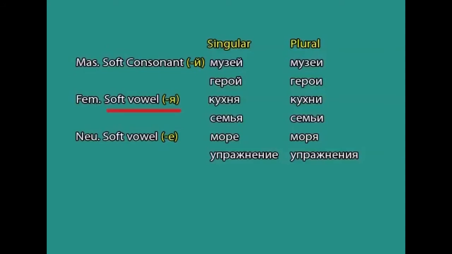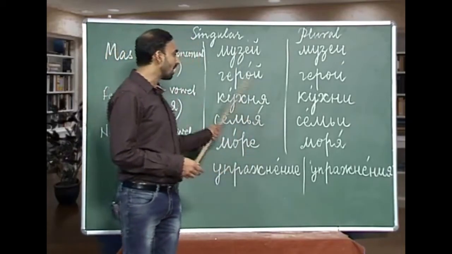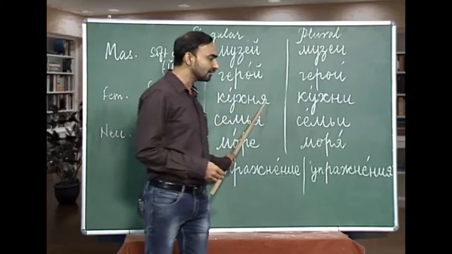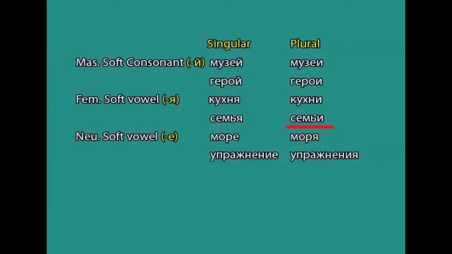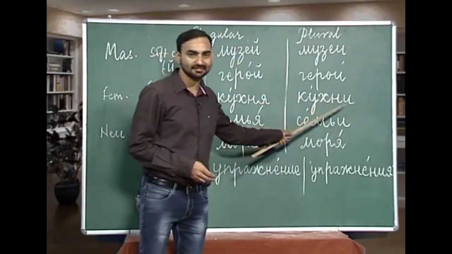Now feminine nouns with soft vowel ya. Kuchnya, k-u-ch-n-ya, kuchnya. Kuchnya is kitchen. Semya, with a soft sign and ya, semya is family. So, the nouns with soft vowel ya are feminine gender nouns. How do we form plurals of the feminine gender nouns with ya ending? We replace ya with I, again a soft vowel. So, plural of kuchnya will be kuchni, kitchens.